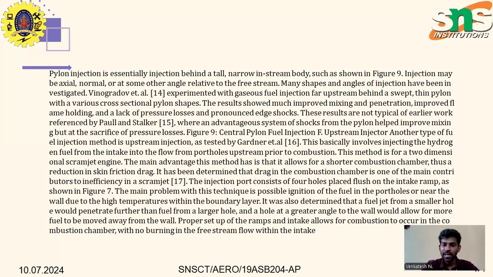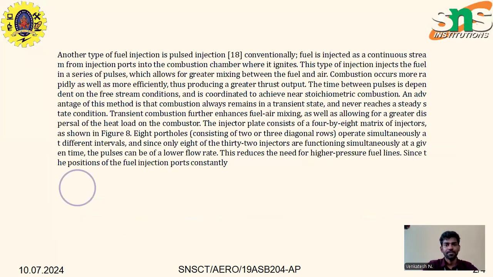It has been determined that drag in the combustion chamber is one of the main contributors to inefficiency in a scramjet. The injection point consists of four holes placed flush on the intake ramp. The proper setup of the ramp and intake allows for combustion to occur in the combustion chamber with no burning in the free stream flow with the intake.